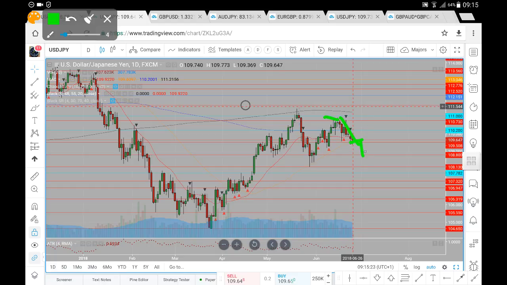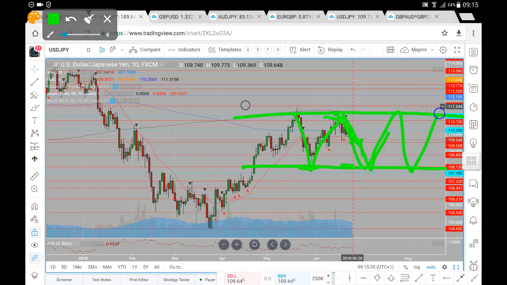So again, if we do see that break at 109.50, we're looking for our last major swing low here all the way down at 108.13 from a daily chart perspective. And if we do find support there, we could start to head into a bit of a trading range here on the US dollar against Japanese yen.